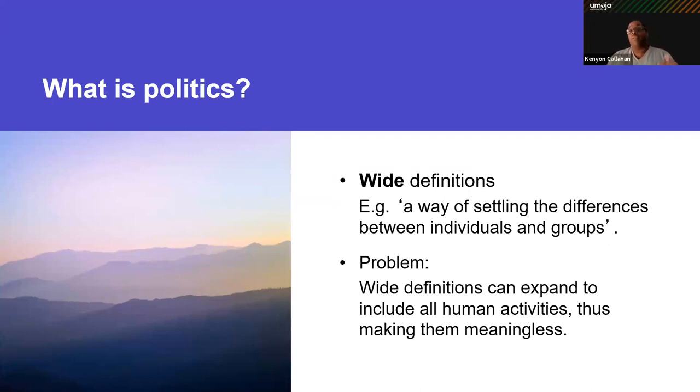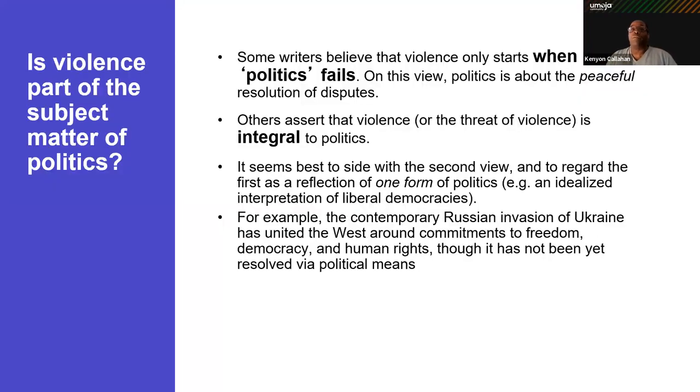Okay, so a wide definition is a way to settle differences between individuals and groups. The problem with the wide definition is that it can expand to include all human activities, so it can become meaningless. When we look at society, when we look at problems, sometimes we'll say, if everybody's doing this one thing, where's the meaning behind it, right? And when it comes to politics, nothing should be meaningless, right? Sometimes when we see things as meaningless, we look at it as a failure. Like, okay, if there's no meaning behind it, then it must not be good for all of us or good for society.